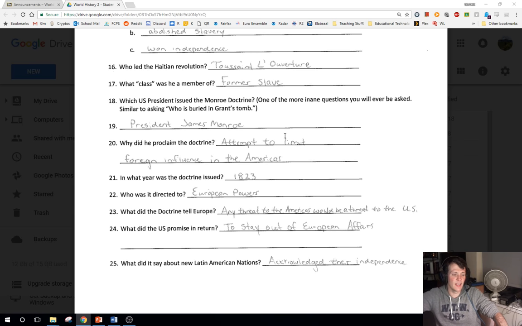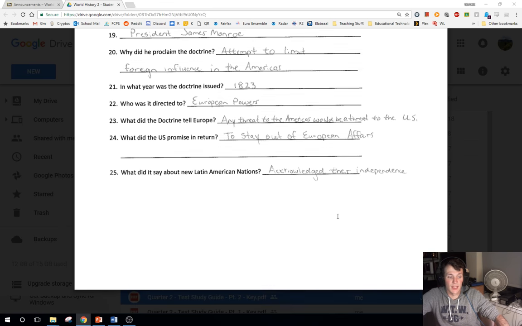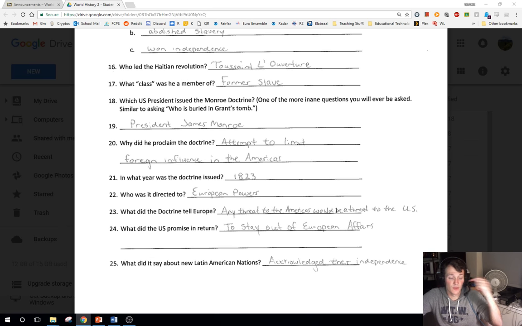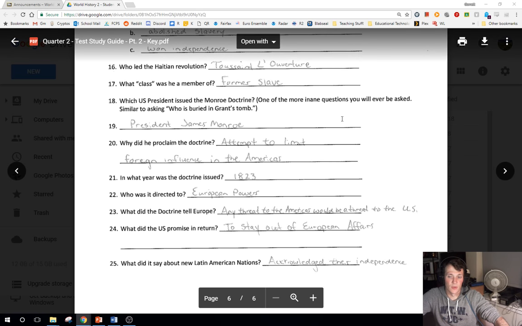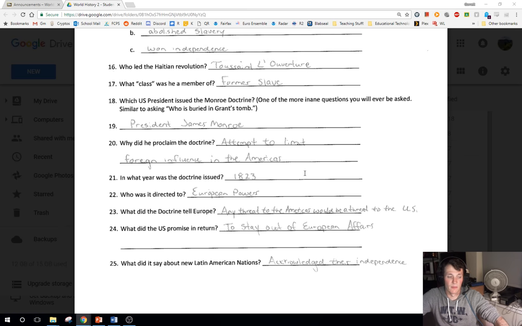So it says that basically the United States is acknowledging the independence movements of Latin America. And that's a pretty big push from a country that is starting to get a little bit more of a force in the world here, from America at this point.